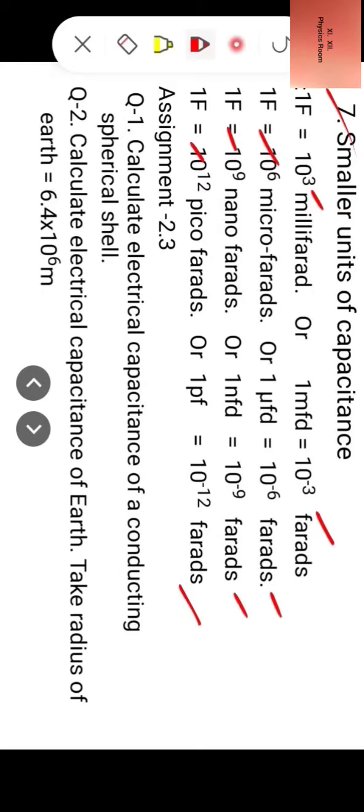Now assignment 2.3, question number 1. Calculate electrical capacitance of a conducting spherical shell. Question number 2. Calculate electrical capacitance of earth. Take radius of earth equal to 6.4 into 10 raised to power 6 meters. Now the capacity may come out to be 711 microfarad or so. You can calculate.